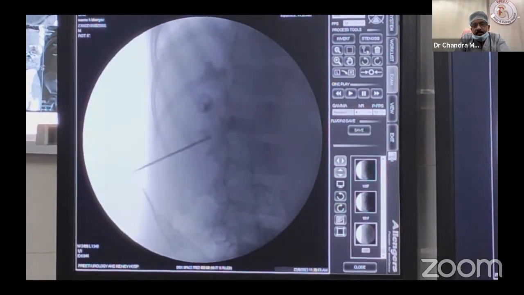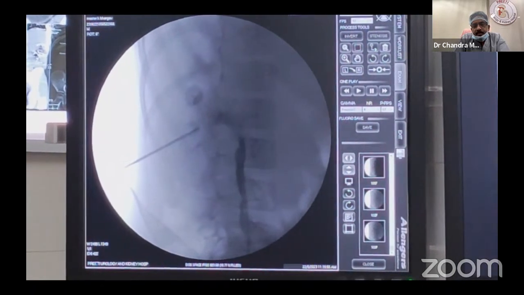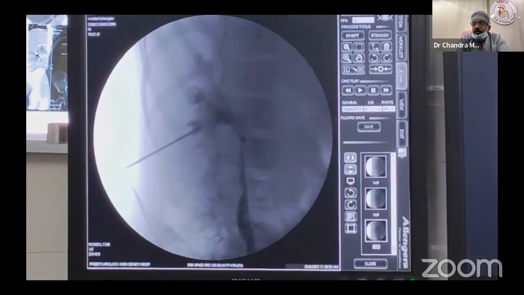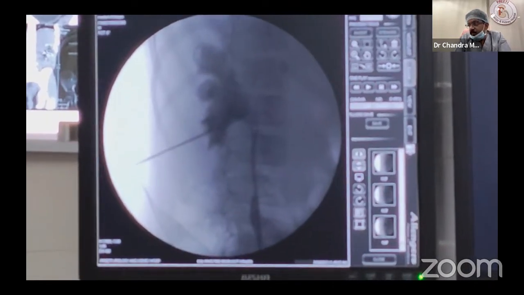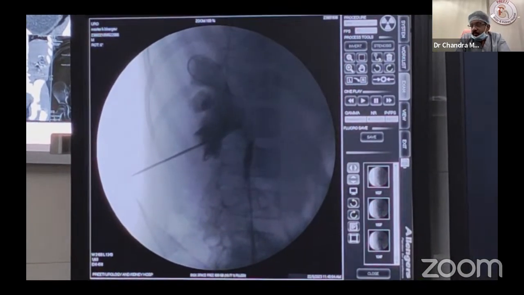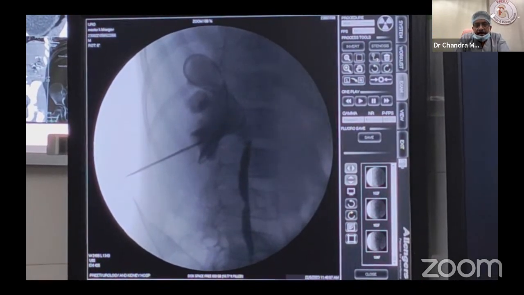And how is it? See, inject contrast. Can you see the guide wire? How it is going into the kidney? Can you see that?